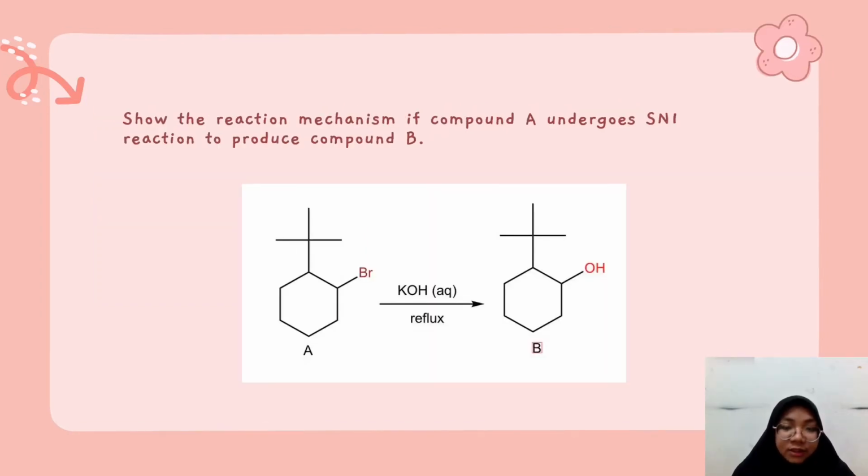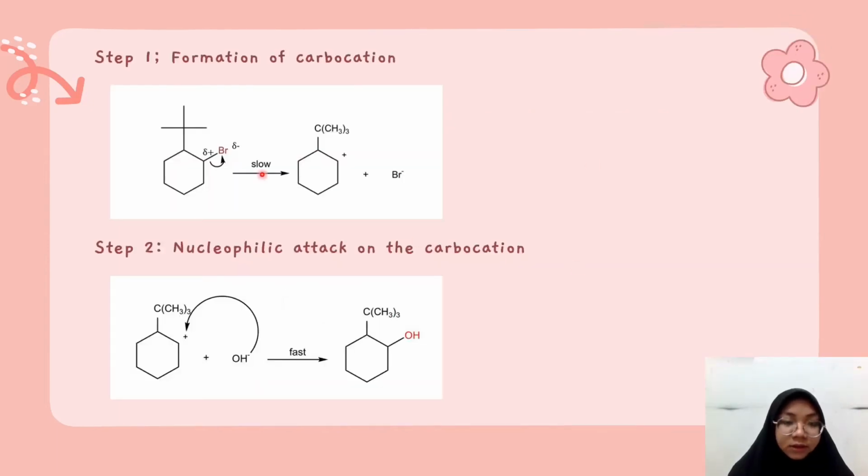Next, show the reaction mechanism if compound A undergoes an SN1 reaction to produce compound B. What is SN1? SN1 is a unimolecular nucleophilic substitution reaction. So, step 1 is the formation of a carbocation. Carbon is delta positive and bromine is delta negative.